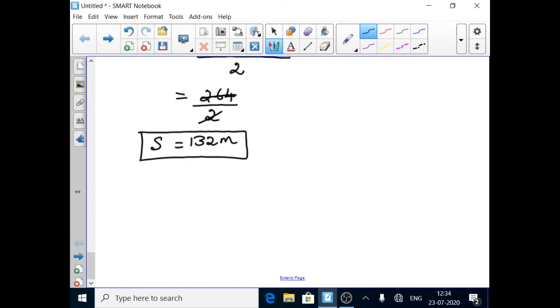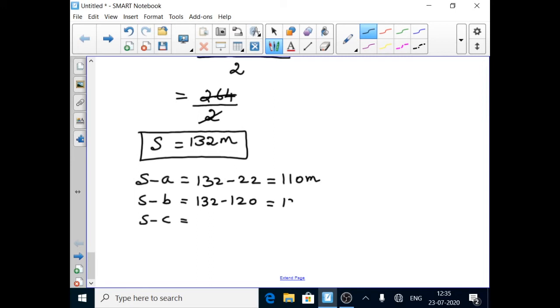So you want to find S minus A, S minus B and S minus C. We know that S is equal to 132. So 132 minus 22, you will get 110 meter. Then S minus B is equal to 132 minus 120 is equal to 12 meter. Then S minus C, 132 minus 122 is equal to 10 meter.